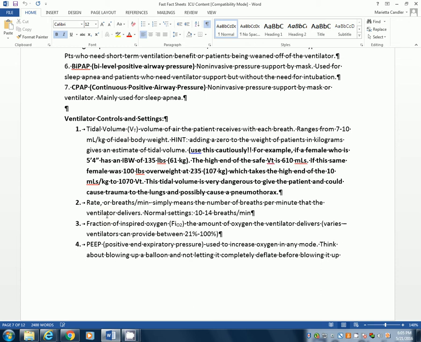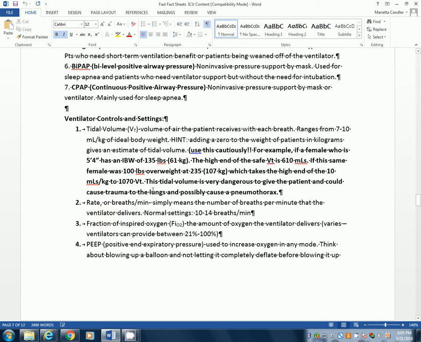If that same female who was 100 pounds overweight at 235 weighed 107 kilos, that would be about 1070 tidal volume, and that's way too high and dangerous. That could actually cause trauma to the lungs and possibly a pneumothorax. So the heavier you are, the more kilos you weigh, it's really putting you at a higher end of danger. So you want to be very careful about just adding a 0.